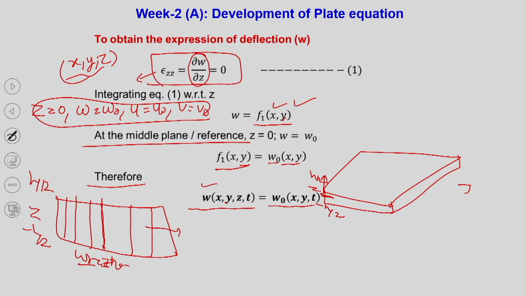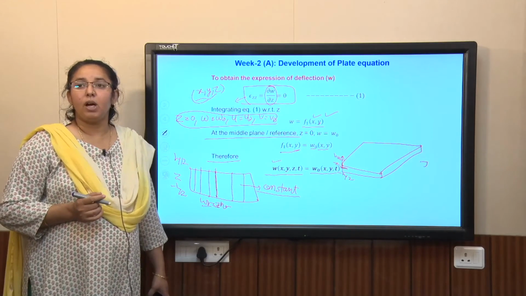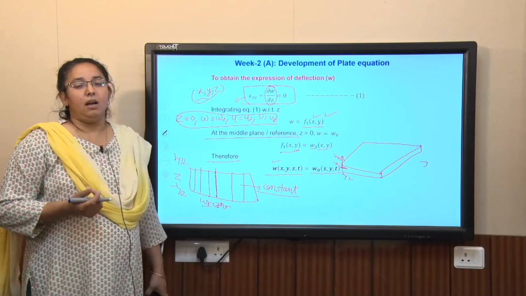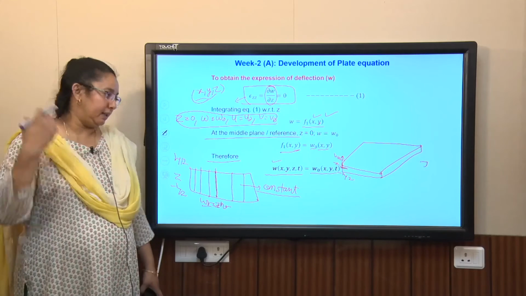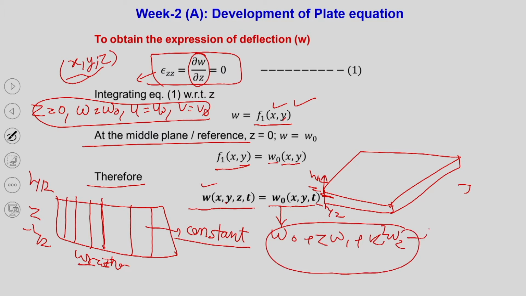So, along the thickness w is a constant, not a function of z at all. So, in 90% of theories we consider w is just w naught. But when we talk about refined theories, or if we are interested in accurately modeling the behavior of a thick plate, then these days we can consider some more functions, z times w1 plus z cube times w2 later on. That is the feature of more refined theories.